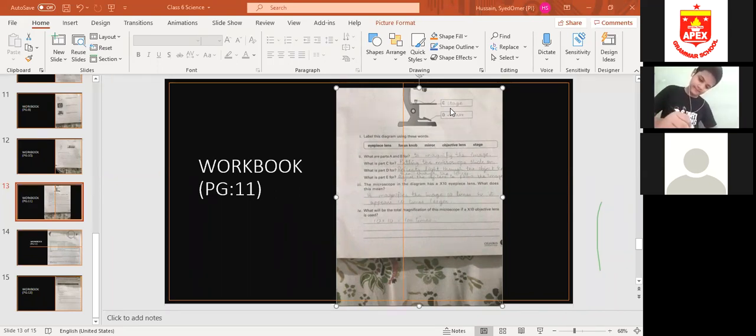Okay, now, next question. The microscope in the diagram has an extended eyepiece lens. What does this mean? Now raise your hands who want to answer. Yes, Amna Murtaza, you can answer.